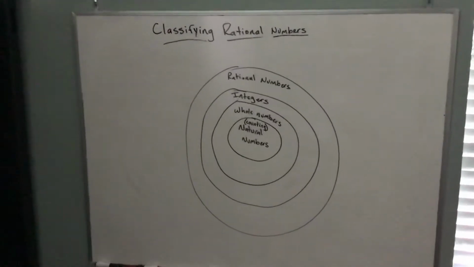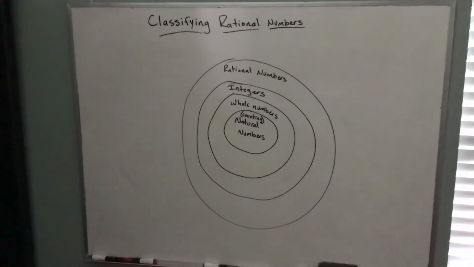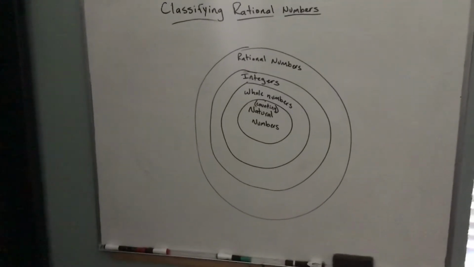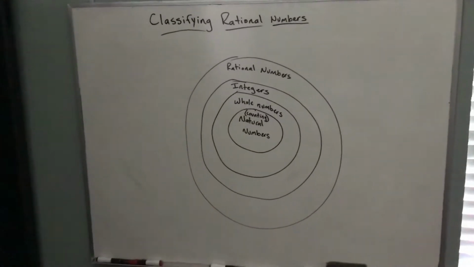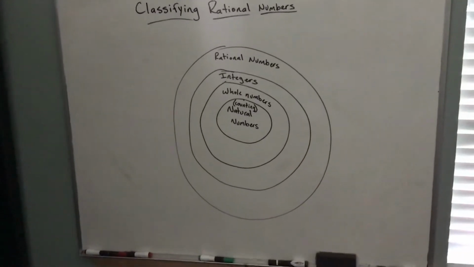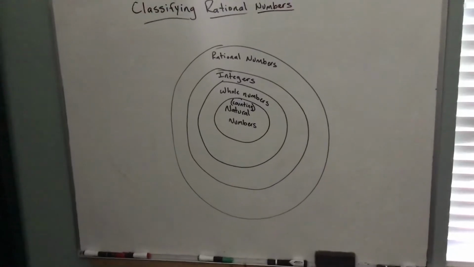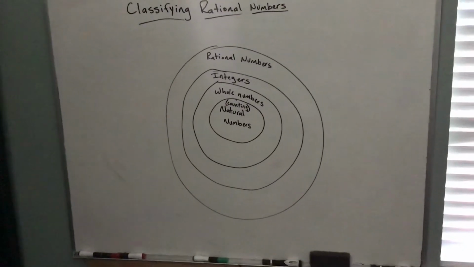Hello everyone, in this video we're gonna get into classifying rational numbers. Now as you know there are four different sets of numbers and I already have the Venn diagram ready to go as you can see it. And just try to remember that we always go inside out.